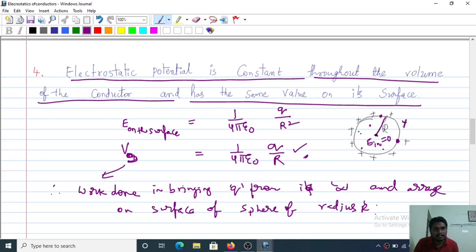1 by 4 pi epsilon naught q by r. Here also 1 by 4 pi epsilon naught q by capital R. At the center also 1 by 4 pi epsilon naught q by r. So the electric potential is constant throughout the volume of the conductor and it has the same value on its surface.